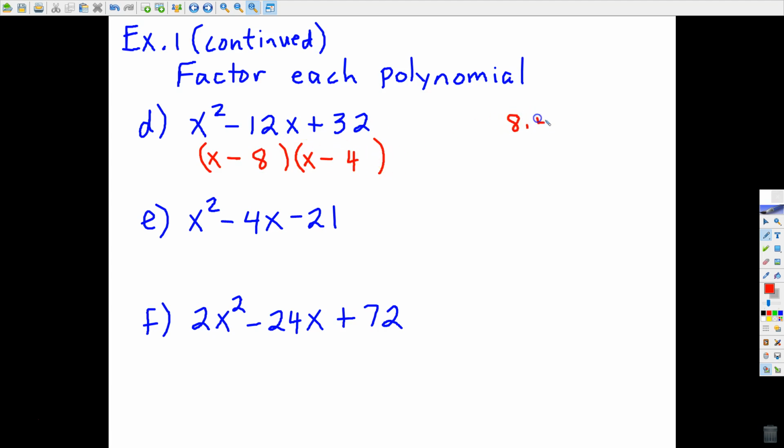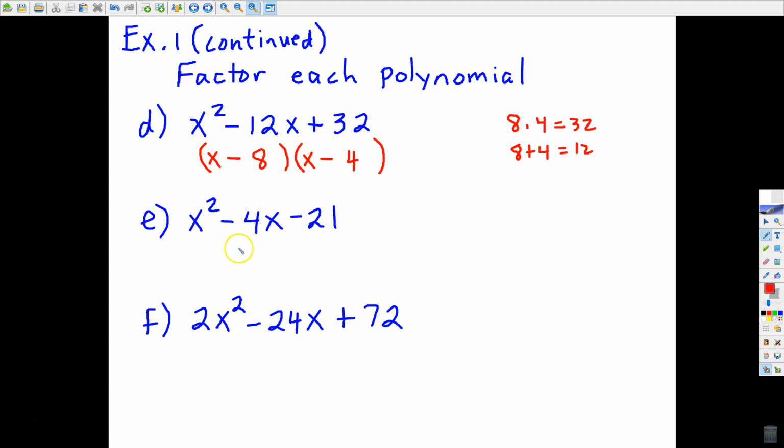8 times 4 is 32. That's coming up with the last term. 8 plus 4 is 12. That's the middle term. So that tells me I got the right combination of numbers. And again, if you want to make sure you're right, you can use FOIL on the red and it should come back to the blue.